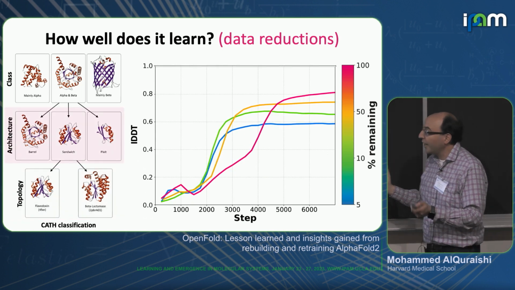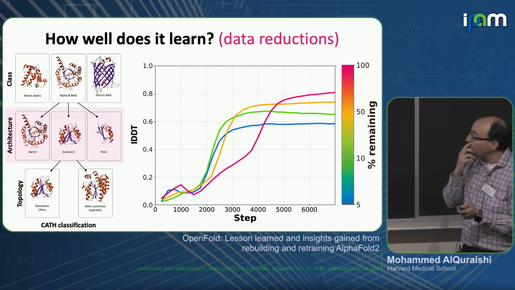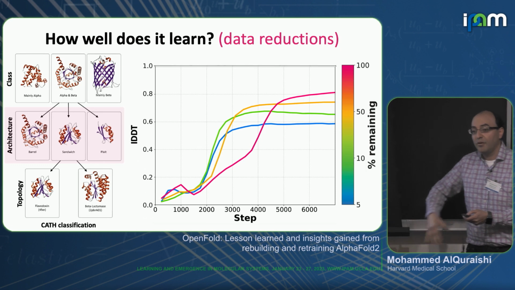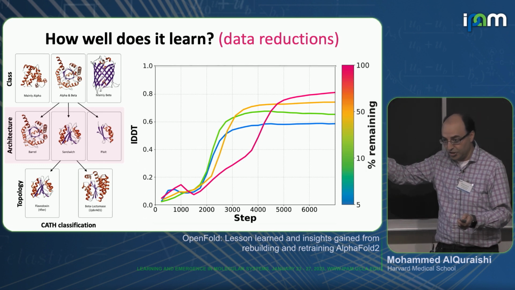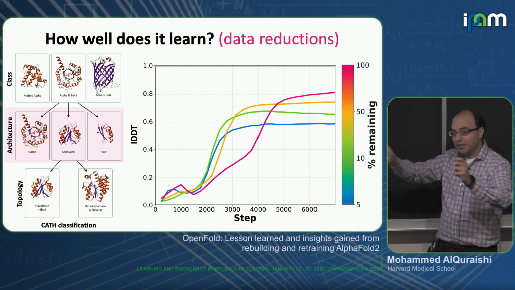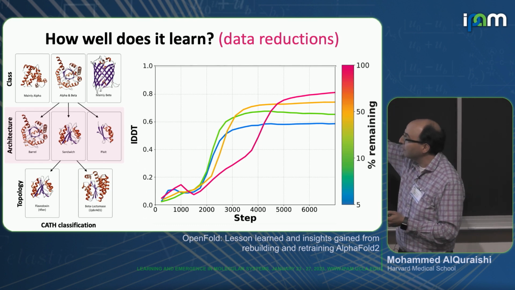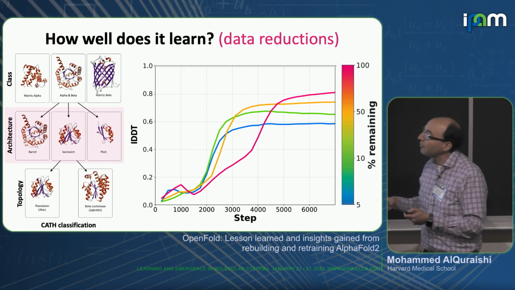Remarkably, the same thing holds on architectures. At this level, I think the 5% corresponds to two or three architectures, and then we're testing on 38 architectures. So it's a big split in terms of the structural space. And again, broadly speaking, it's not too bad.